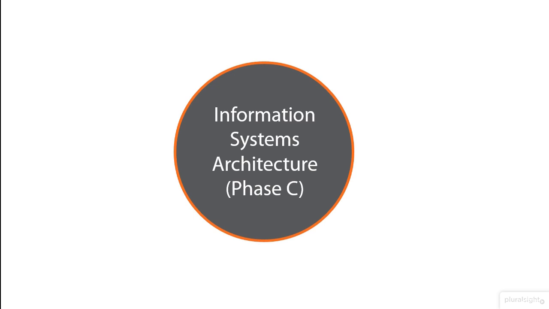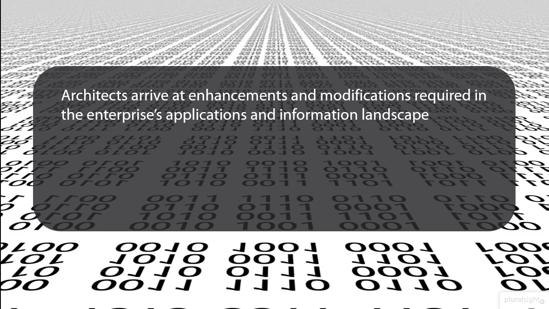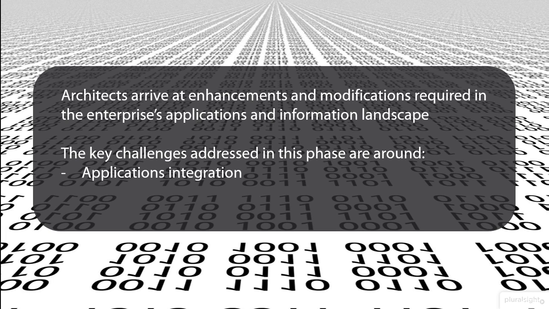Phase C focuses on data and applications architecture, and it is referred to as the information systems architecture phase. In this phase, the architects take the inputs from the architecture vision and business architecture to arrive at architectural changes required in the enterprise's applications and information landscape. Different philosophies and approaches exist, advocating a data-driven or applications-driven approach to organizing work in this phase. Effectively, the key challenges addressed by this phase are around applications integration and access, management, and governance of data across a portfolio of systems in context.